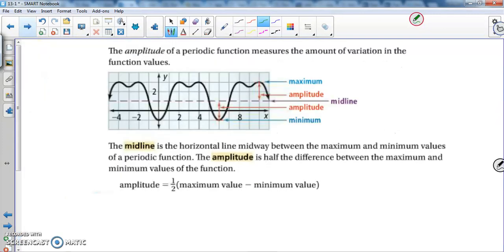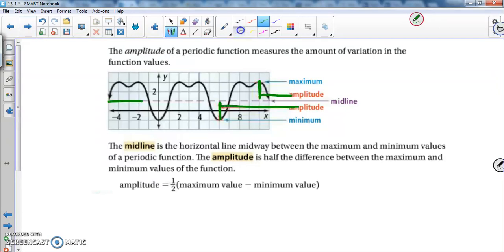Some more vocabulary for us. We have an amplitude of a periodic function, which measures the amount of variation in the function's values. We have a midline, which is the horizontal line midway between the maximum and minimum values of a periodic function. The amplitude is half the distance between the maximum and the minimum values of the function. The amplitude is from the midline to the maximum, or the midline to the minimum. So these would be amplitude.